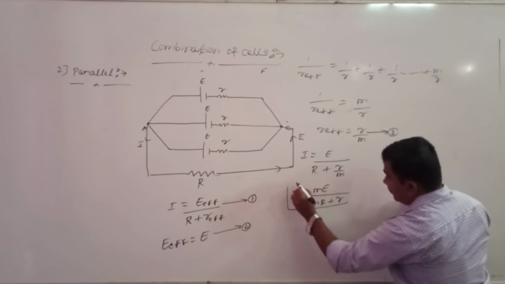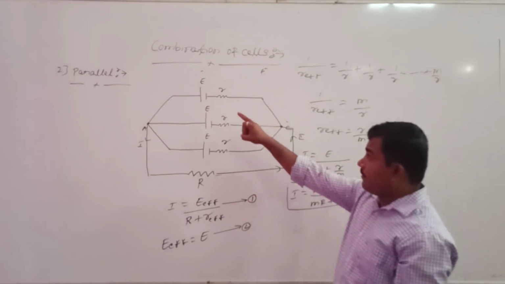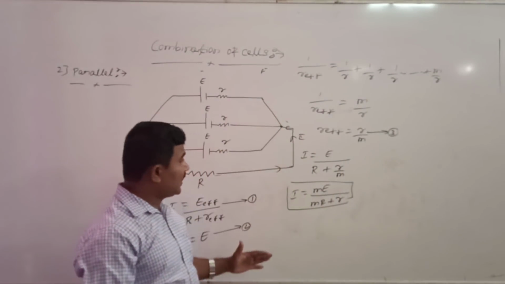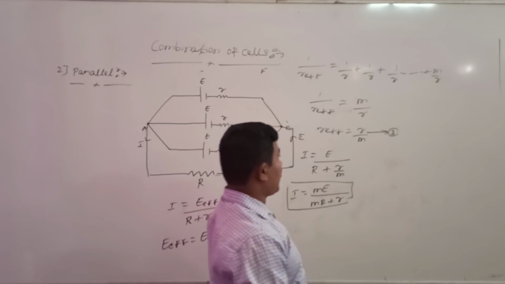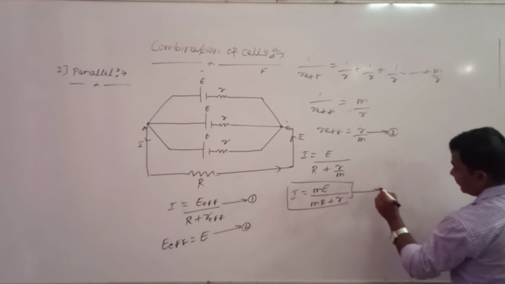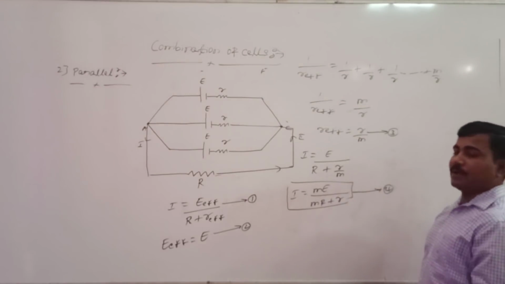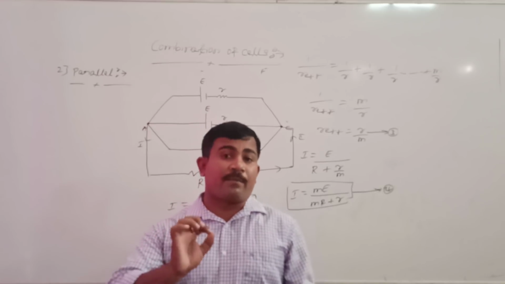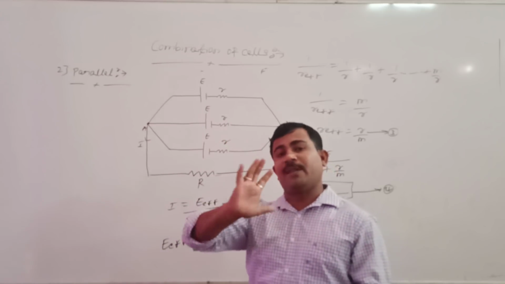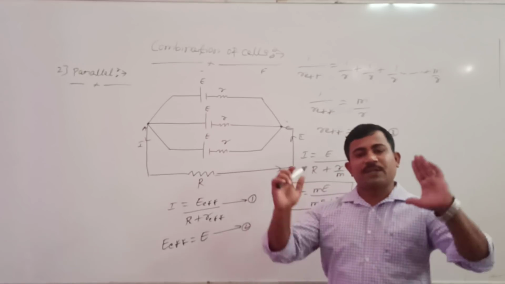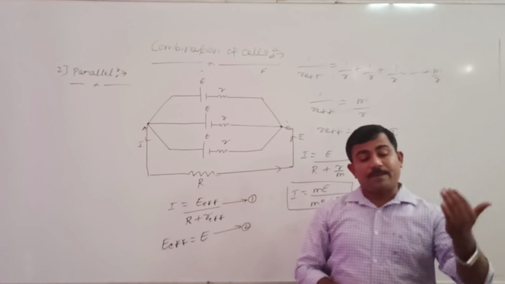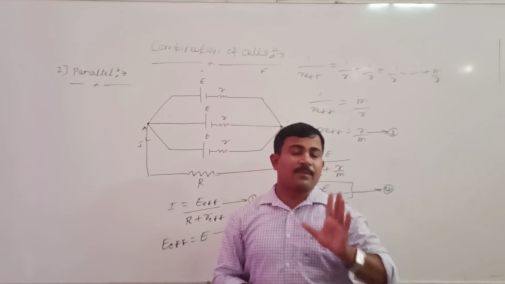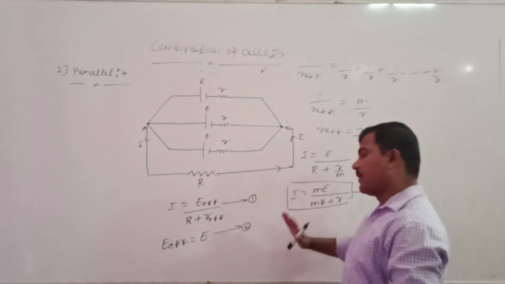I mean, the cells of equal EMF and equal internal resistance are connected in parallel combination. The resultant current can be obtained by this formula. Again, from this equation, we can take the condition for maximum current and condition for minimum current. In series combination, what do we observe? If external resistor is very greater than internal resistance, maximum current was available. But let us see what happens.